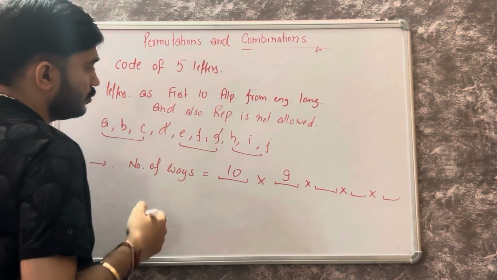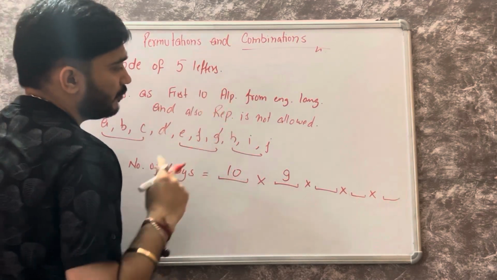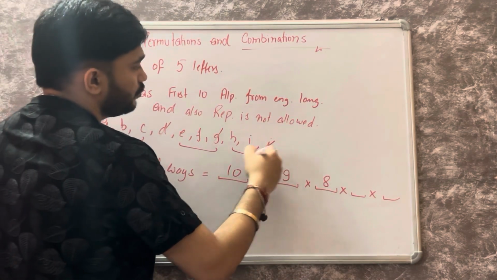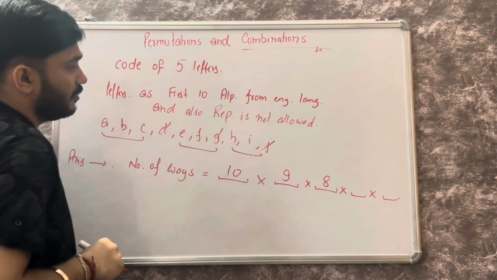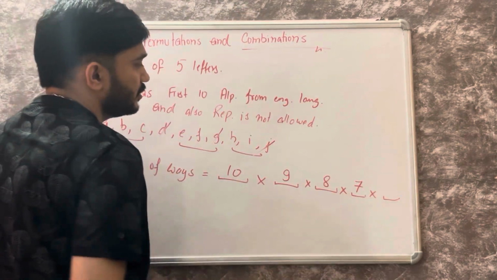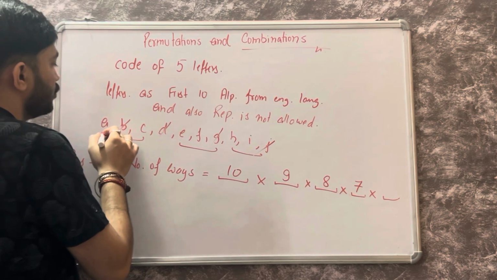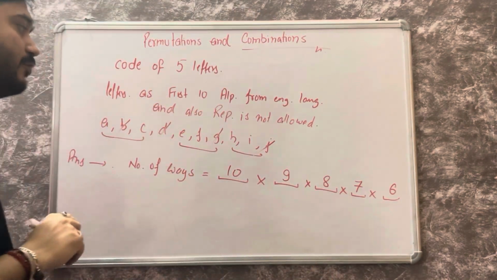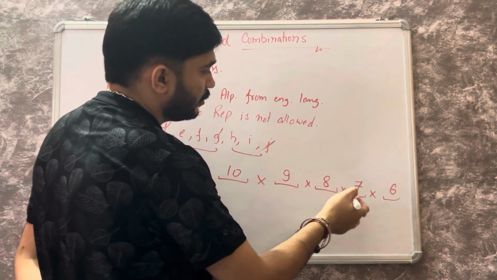Now let us say you take the alphabet Z. You are being left with 8 alphabets and you are going to write one alphabet from these 8 alphabets here. It is going to be 8. Now let us assume you take J. So you are going to be left with only 7 alphabets and you are going to write any one alphabet from these 7 alphabets, that is the possibility is 7 here. Now let us say you take the alphabet B. So you are being left with 6 alphabets and you are going to write any one alphabet from these 6 alphabets. So your answer is 10 into 9 into 8 into 7 into 6.